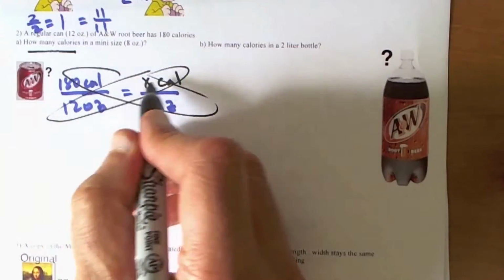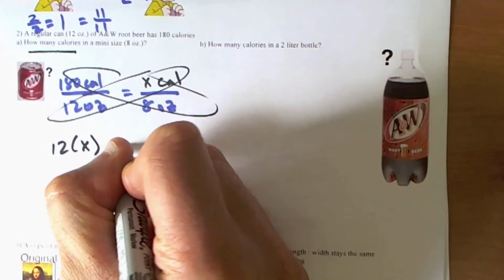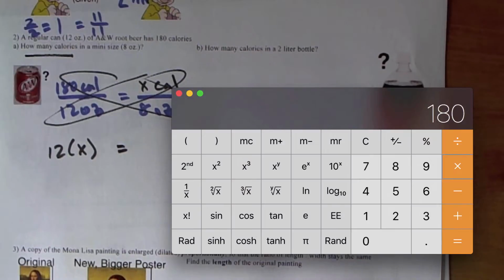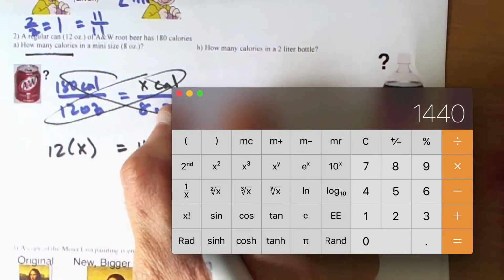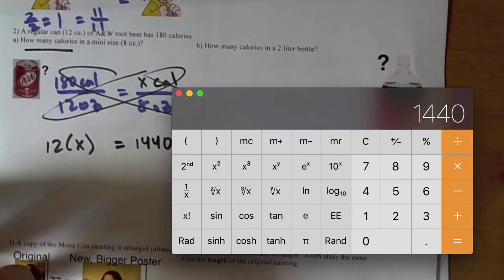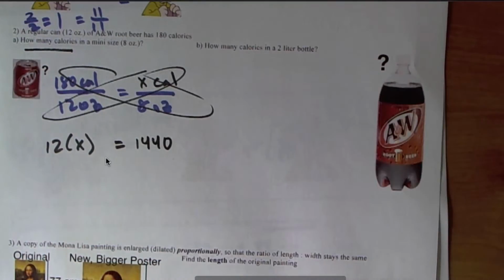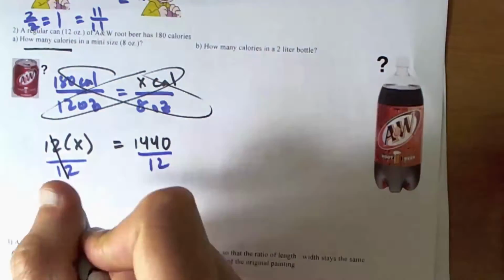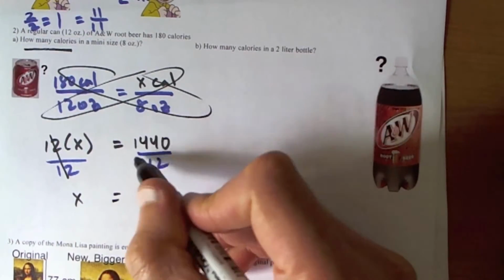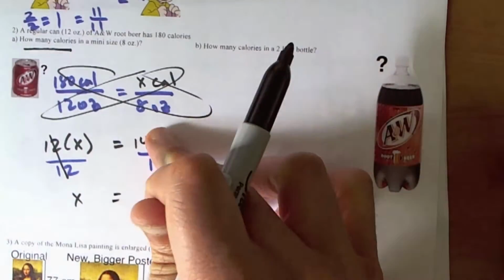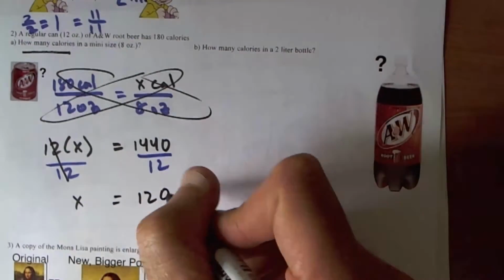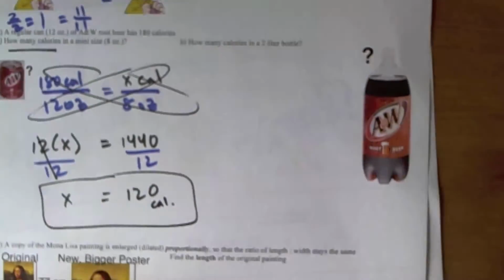Okay, so let's go ahead and calculate. So we get 12x. I'm going to drop the units just to make it easy. Equals 180 times 8, which is 1,440. Now, to solve, we can just divide by 12 on both sides. 12 over 12 makes 1. So x equals, well, 144 divided by 12 is just 12. And then I have an extra 0 here, so that's 120 calories.